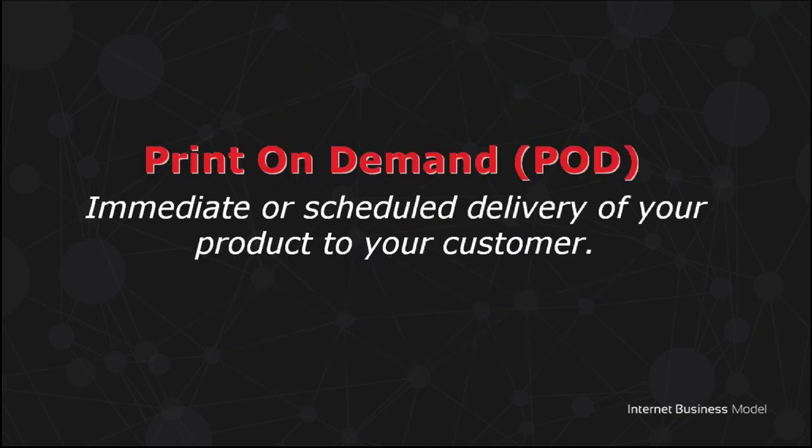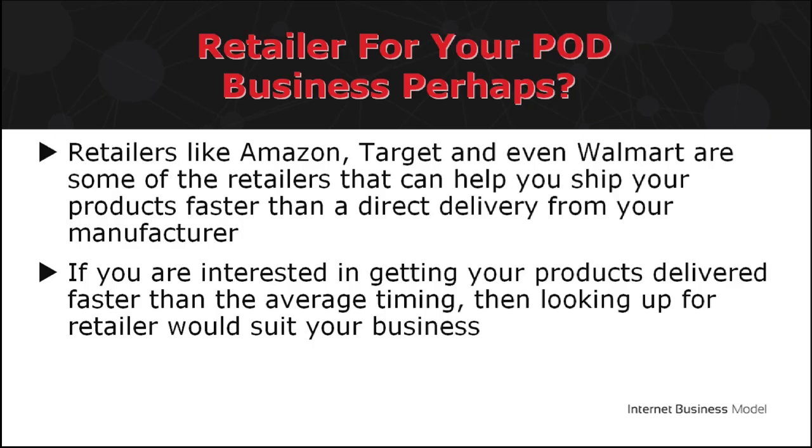An on-demand delivery is the immediate or scheduled delivery of your product to your customer. It's being initiated immediately right after they make their order. Many of the largest retailers in the world have taken note of POD business and realize they can assist in getting products to customers quicker. Retailers like Amazon, Target, and even Walmart can help you ship your products faster than a direct delivery from your manufacturer. If you're interested in getting your products delivered faster, then looking for a retailer would suit your business.